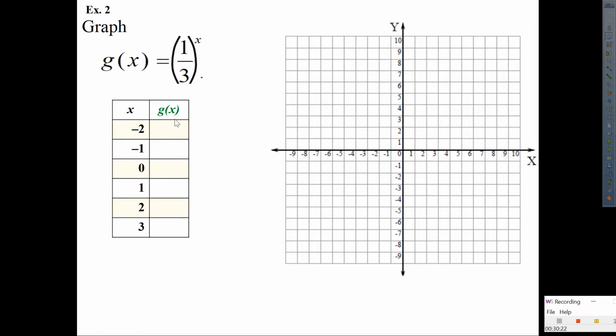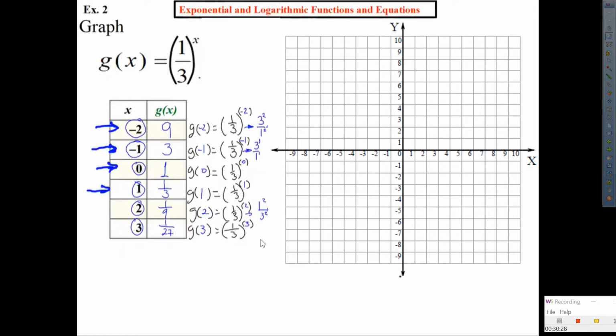All right, so you're going to fill in this table. Like I said, you already have these notes. Just for the sake of time, here's the work. Go ahead and copy that, fill in the table, and then we'll graph this one together. Copy and go.